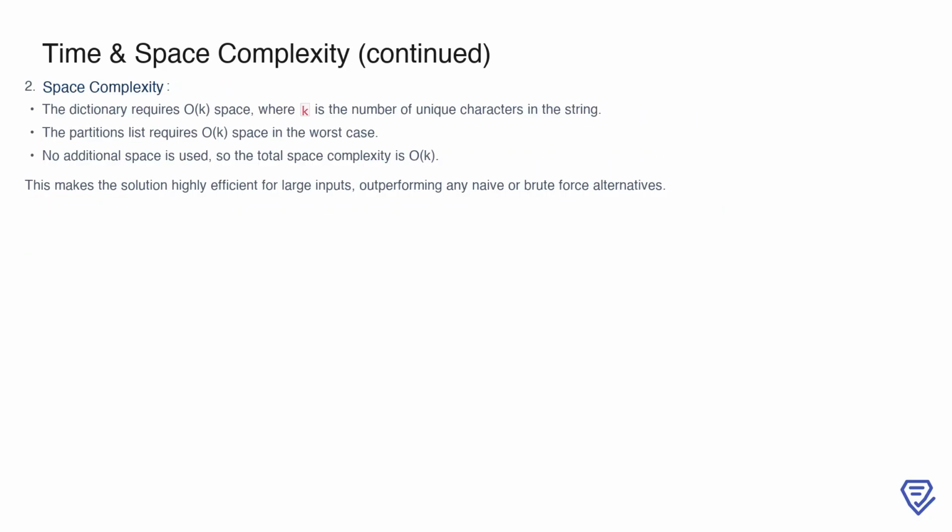To further validate the space complexity, consider that the dictionary requires O(k) space to store the last index of each unique character. Similarly, the partitions list requires O(k) space in the worst case, where each character forms its own partition. Importantly, no additional data structures are used beyond these, so the total space complexity remains O(k). This combination of O(n) time and O(k) space ensures the solution is both time efficient and memory efficient.